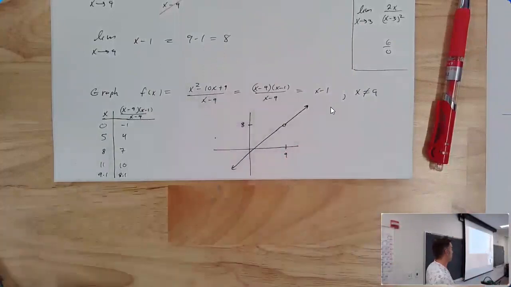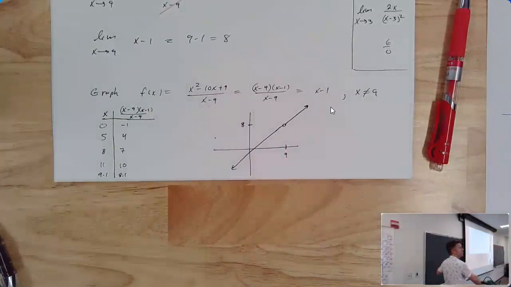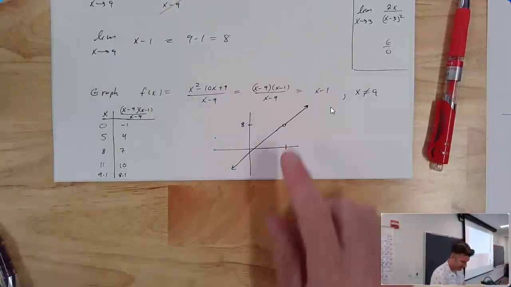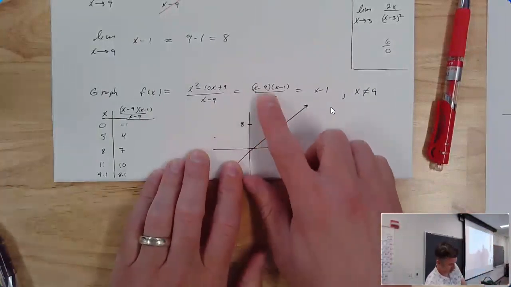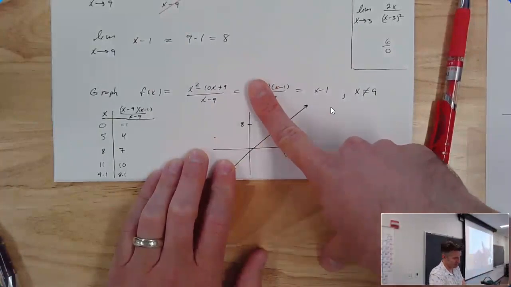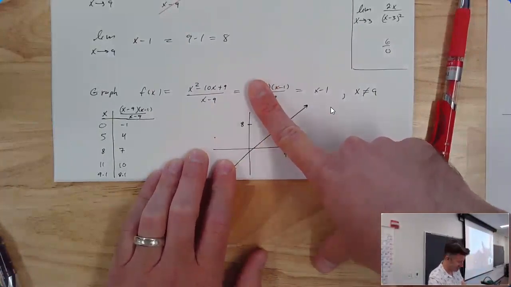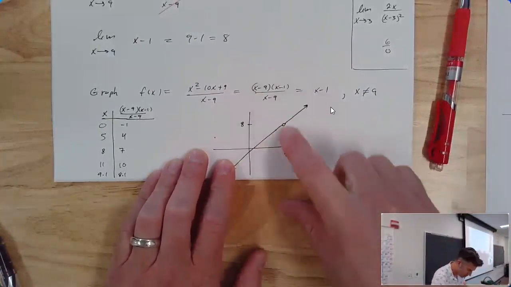But if you plug in any number super close to 9, like 9.0001, I get 9.0001 minus 9 divided by 9.0001 minus 9. Those cancel, and I'm left with 9.0001 minus 1, which is 8.0001, which is right there.